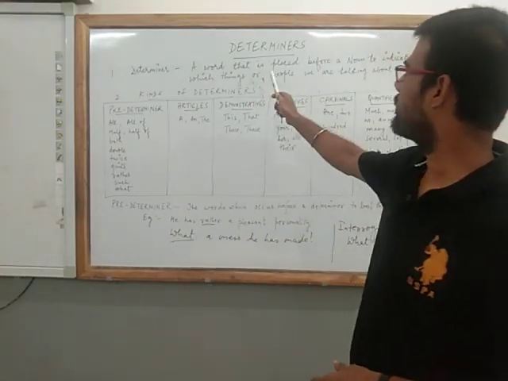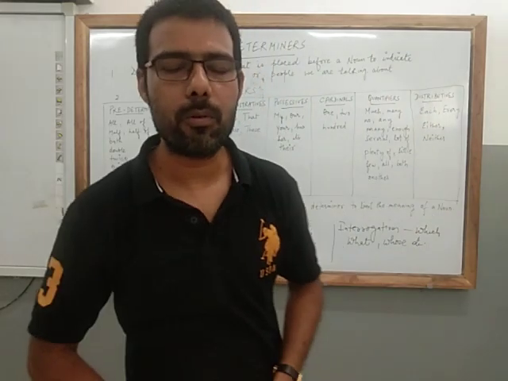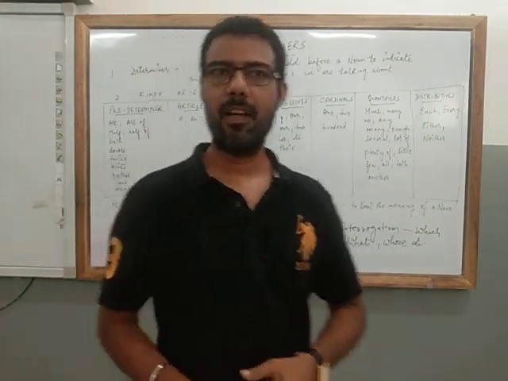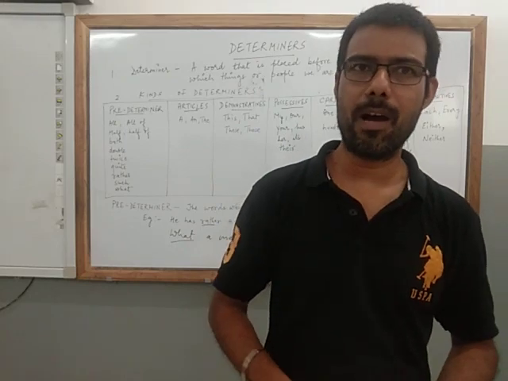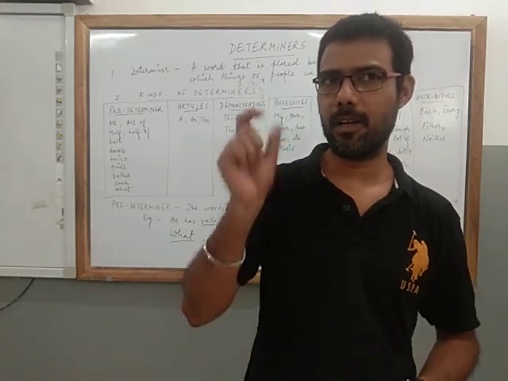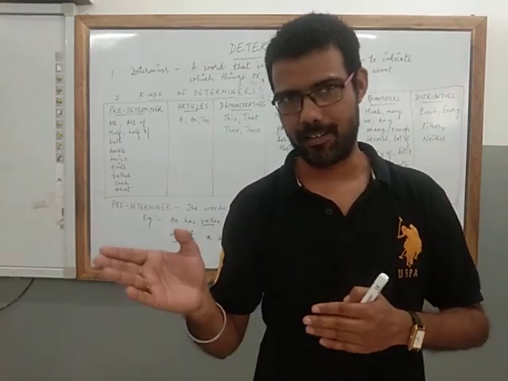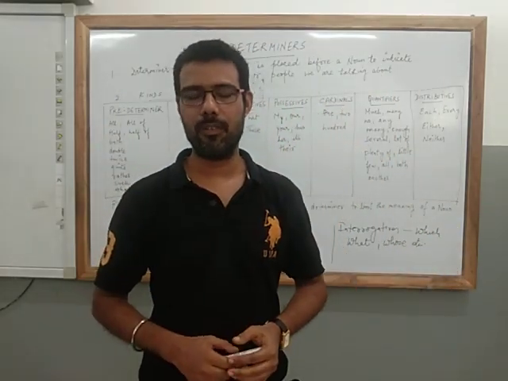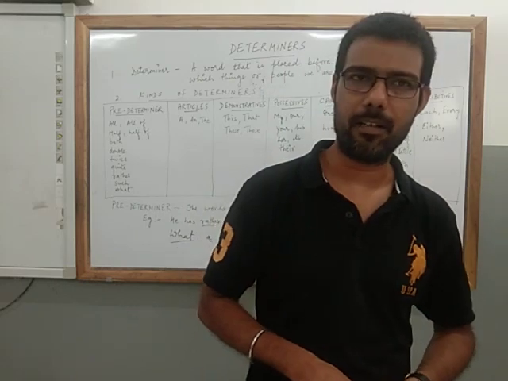Now coming down to the definition, a determiner is a word that is placed before a noun to indicate which things or people we are talking about. For example, I am speaking to my friend. Now children, the word my, friend. So the word my is followed by a noun. Henceforth, it is a determiner.